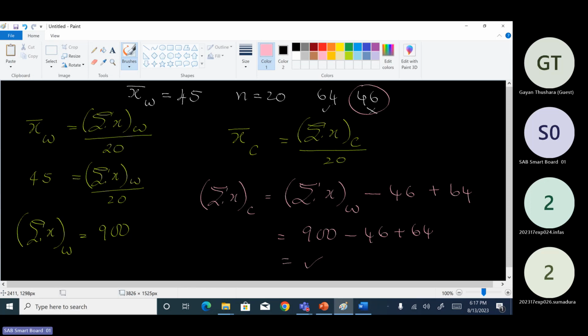So the wrong value was given. From that, we found the wrong sum. We identified how we get the correct mean. For that, we need the correct sum. How can we get the correct sum? From the wrong sum, we remove the wrongly entered value and we add the correct one. So we get the correct sum. You can substitute.